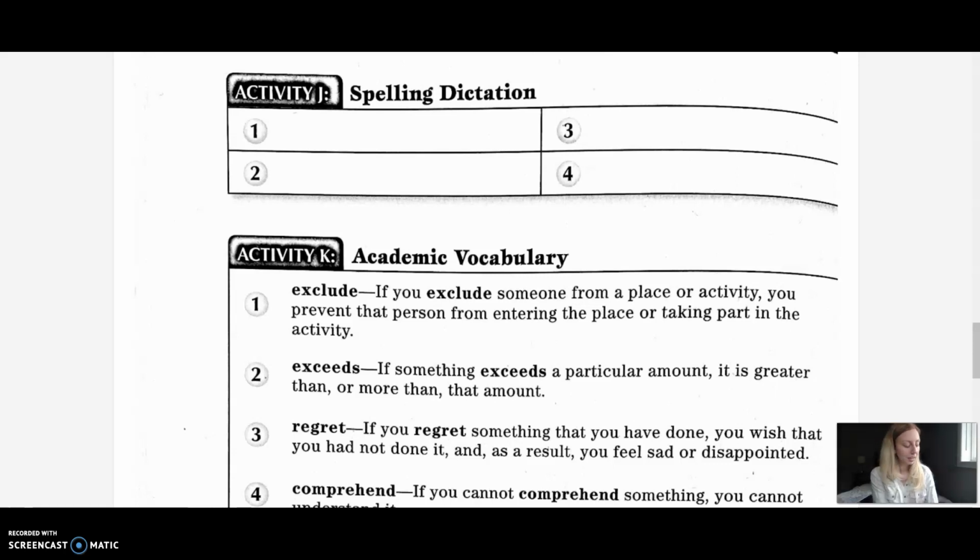Pause the video. Next word is disagree. Disagree. Pause the video, spell disagree. Okay, number 3, engrave. Engrave. Okay, pause the video, spell engrave. Number 4, exclude. Exclude. Pause the video and spell exclude.